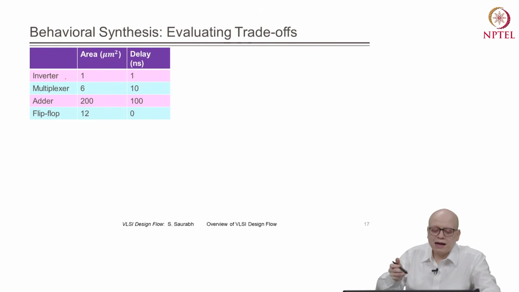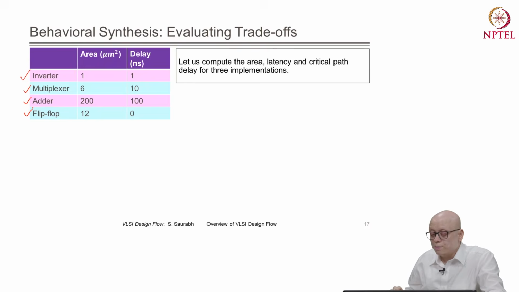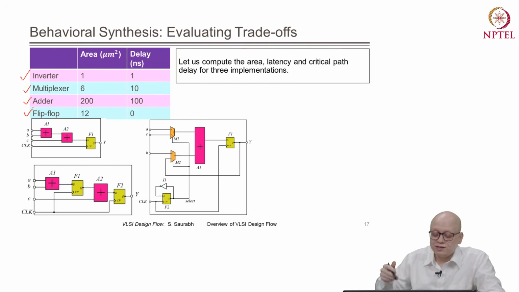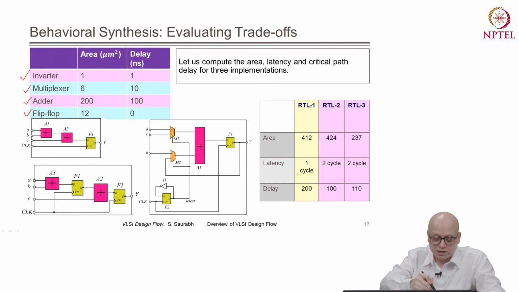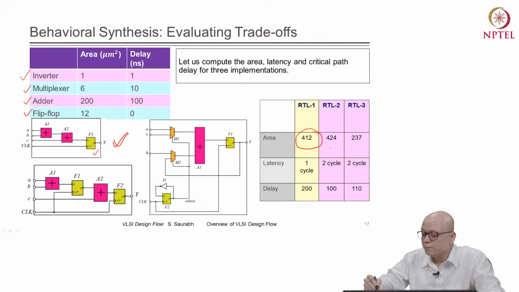Now if we assign area and delay to these circuit elements, then we can easily compute the cost of each of these implementations. For example, for the implementation RTL1 or this part, we can say that the total area is the area of two adders, that is 200 plus 200 is 400, plus 1 register, that is 12, that is 412. Similarly, we can compute the area for other implementations.